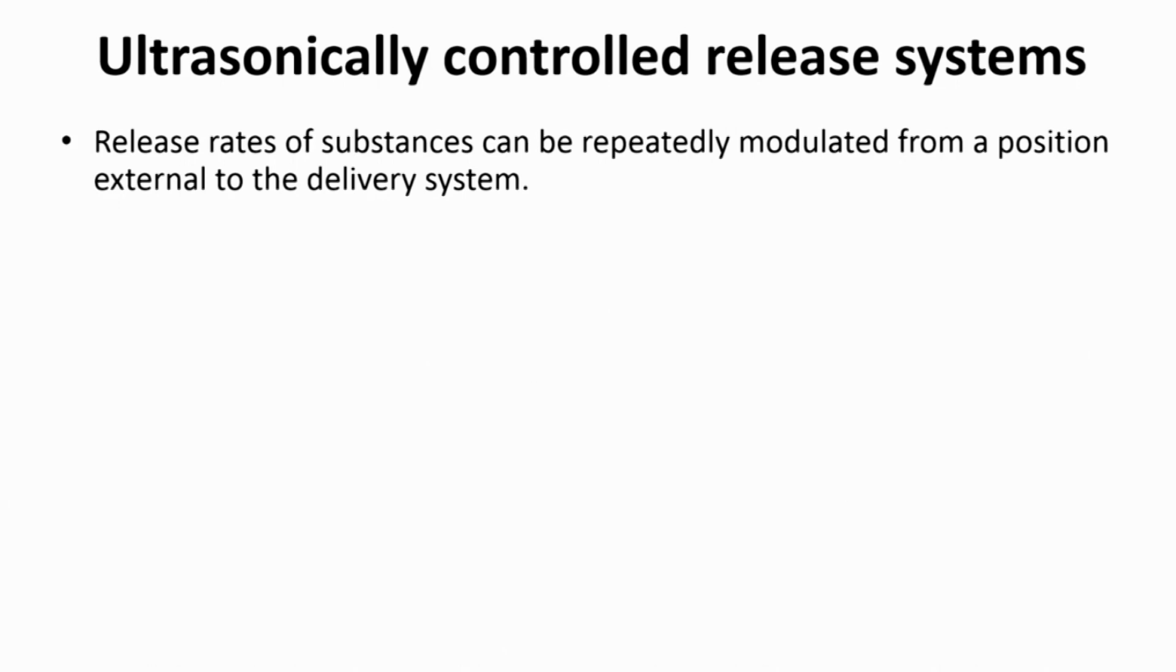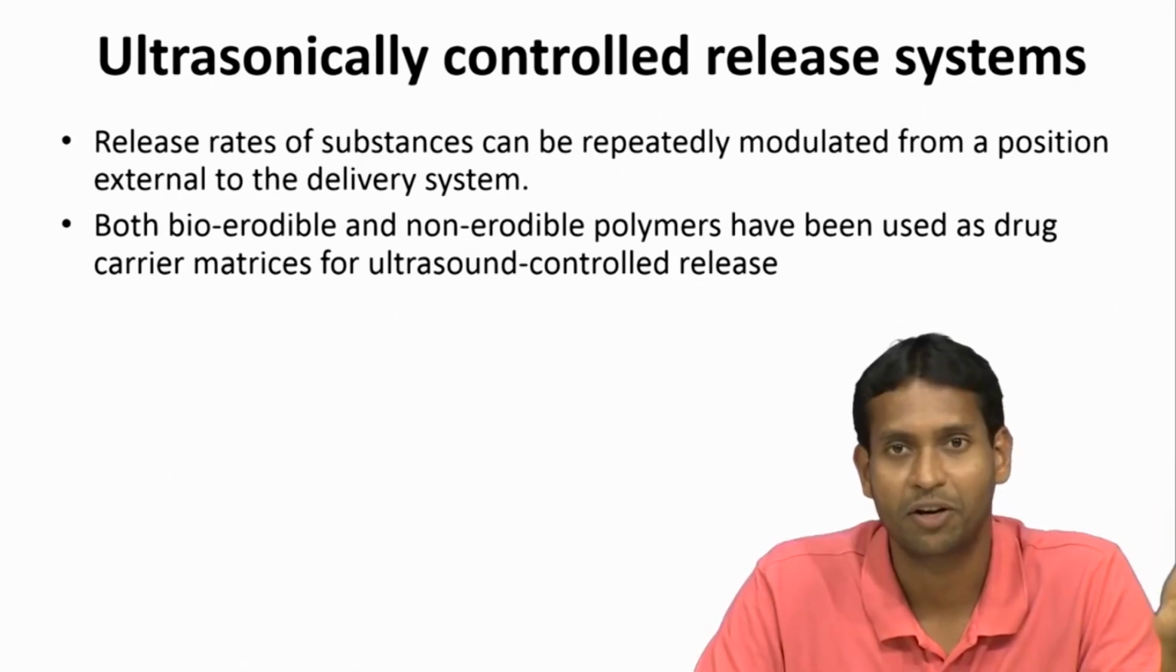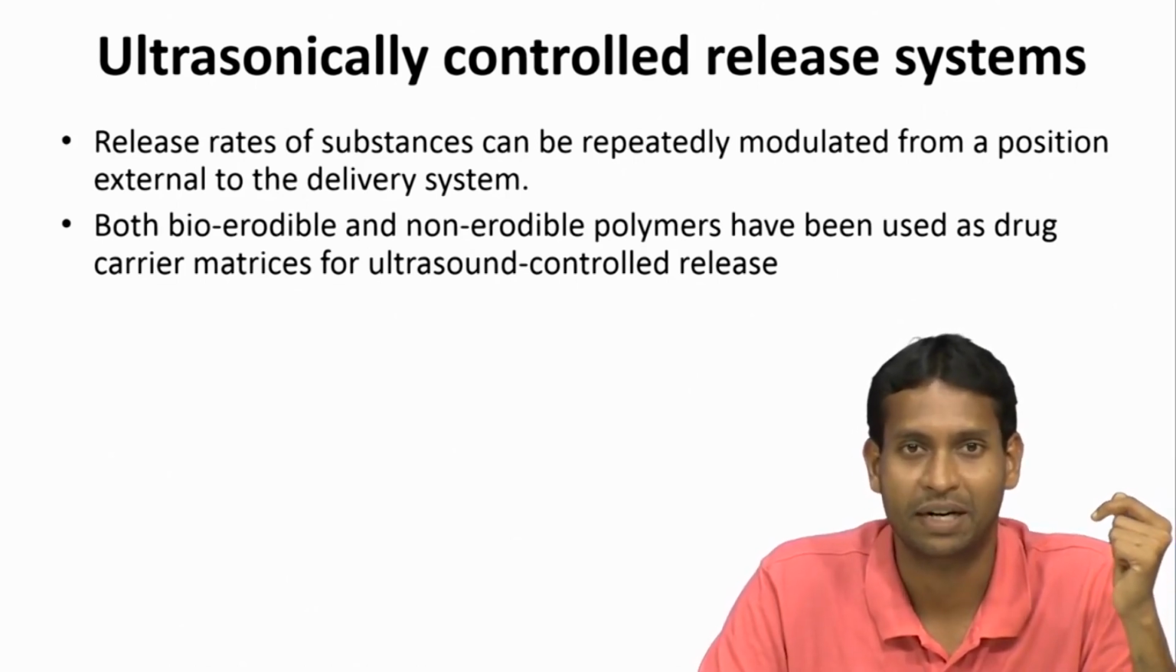So again, if we talk about what the system entails, the release rate of the substance can be repeatedly modulated, because you can switch the ultrasound on and off depending on your convenience. So you have an external control over your release. You can use it with both bioerodible and non-erodible polymers with an ultrasound control system.